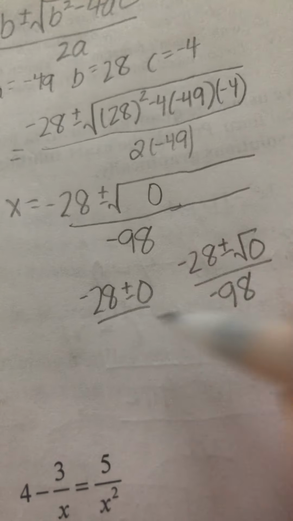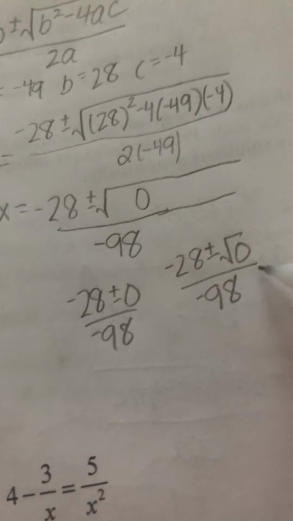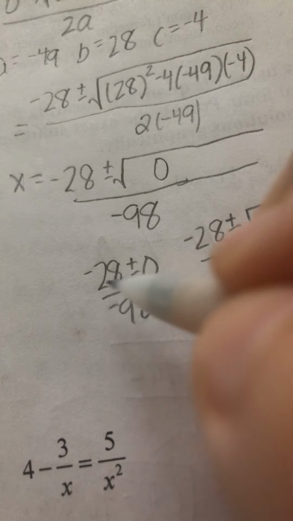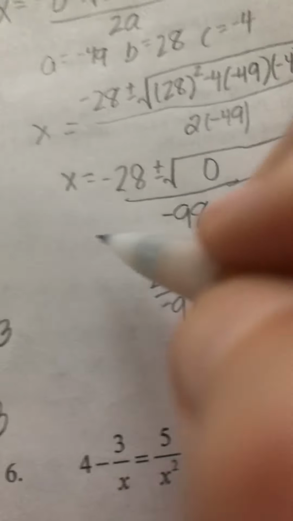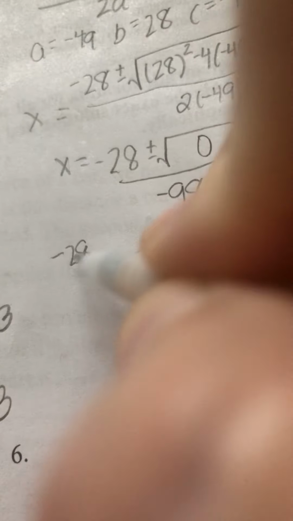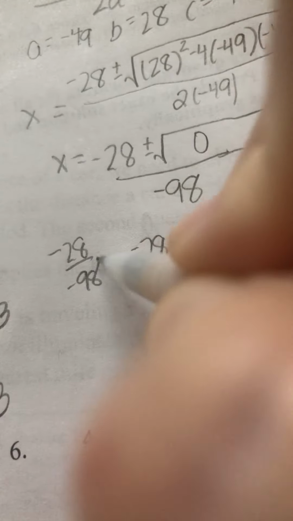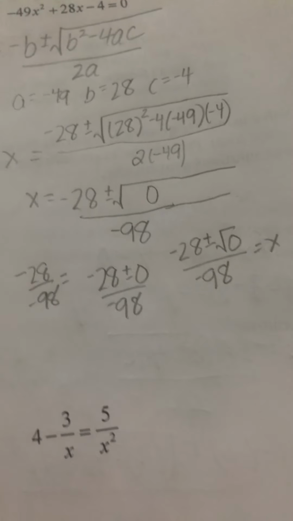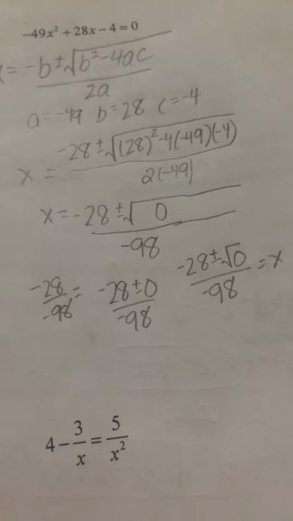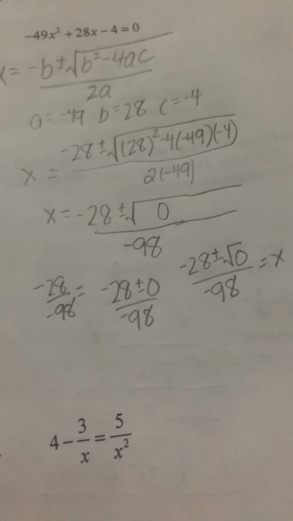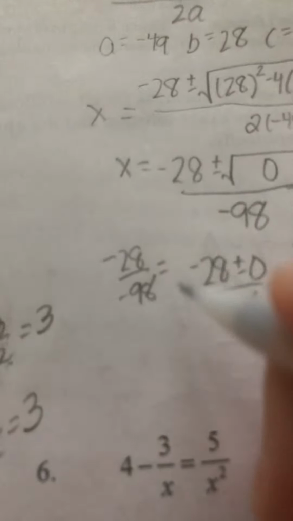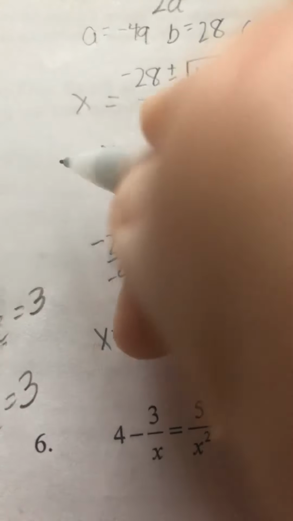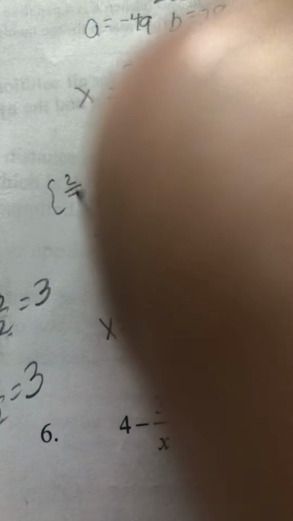I'll write it down. Let me put this here. Negative 28 plus 0 is the same thing as negative 28 minus 0. It's just negative 28. Let's see, I would like that simplified. Two sevenths. So this is another one with just one solution.